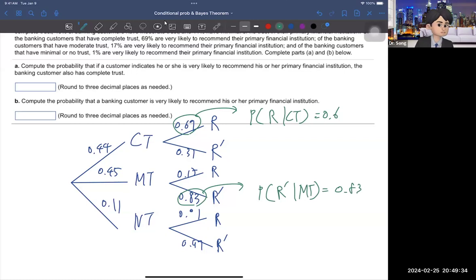Okay. Now the question A: compute the probability that if a customer indicates he or she is very likely to recommend his or her primary financial institution, the banking customer also has complete trust. So we want to find, given that someone recommends his or her primary financial institution, what's the probability it turns out he or she is a complete trust customer? Okay. Well, that's useful information because let's say that someone recommends Chase Bank to you. Then you want to know whether this guy is trustful or not. So then we want to calculate this one.